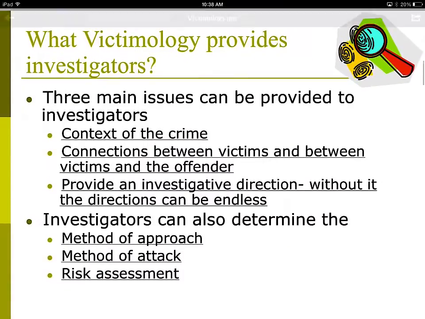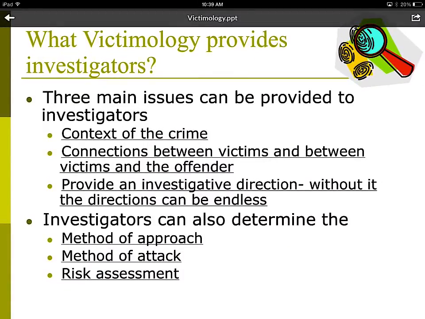So what victimology provides investigators is the context of the crime and a connection between the victims and the offenders. A lot of times the victim has met their offender before, so that's a key link they need to find. And it provides the investigator with direction. Without this, there could be endless different leads and directions that investigators take.